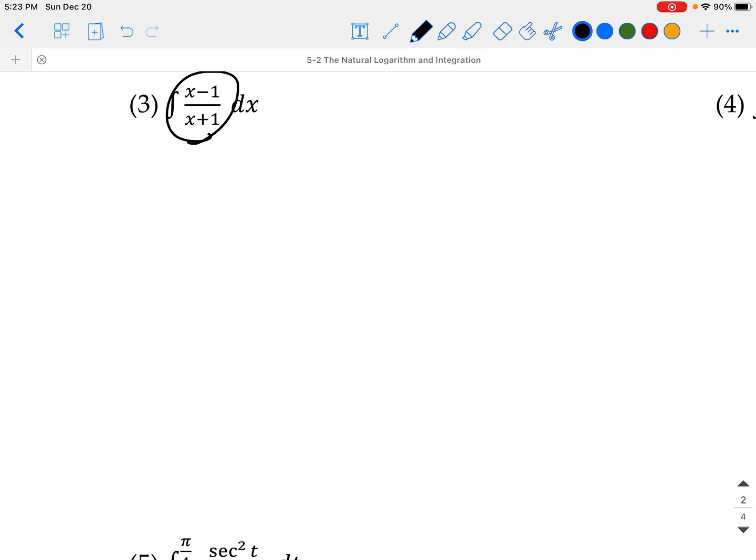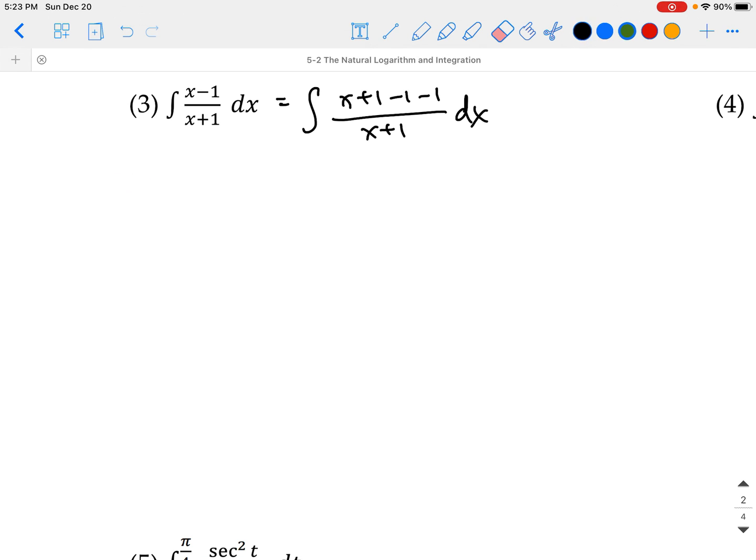Part of the reason is I can notice here that x minus 1 is almost x plus 1, right? So these values are really close to each other. So because of that, I'm going to apply a little trick here. So I'm going to rewrite this as the integral of x plus 1 minus 1 minus 1 over x plus 1 dx.